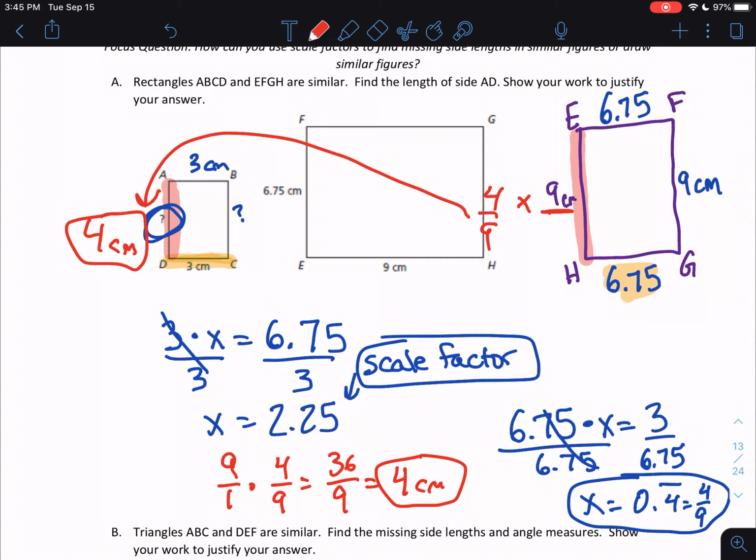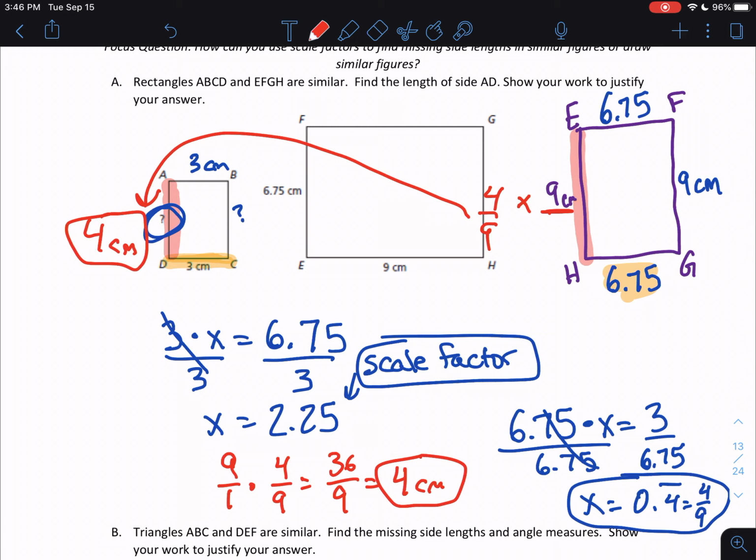Pretty cool, huh? It wouldn't have been quite as much work had we done the scale factor the correct way. But generally, our brains work left to right, so that's what we did, but just be aware of that. All right? So that's how we're using our scale factors to find our missing side lengths.